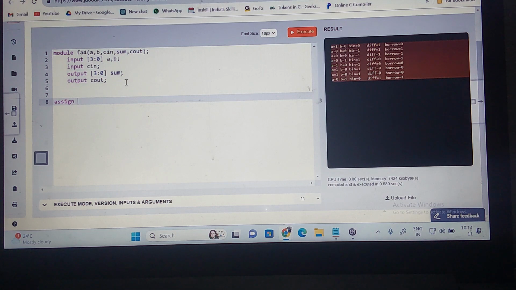So how to do this? What I need to do here? Curly brackets. What is the use of this bracket? Concatenation. What concatenation do I want to do? Cout comma sum. This is equal to what? Just the addition operation: A plus B plus C.